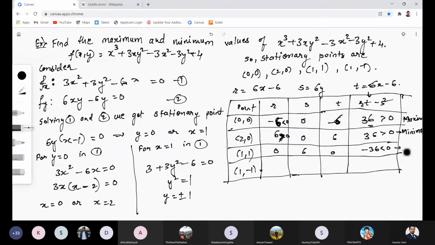So saddle at (1, -1). R is 0. S is minus 6. T is 0. Again RT minus S square is minus 36, less than 0. It's that.